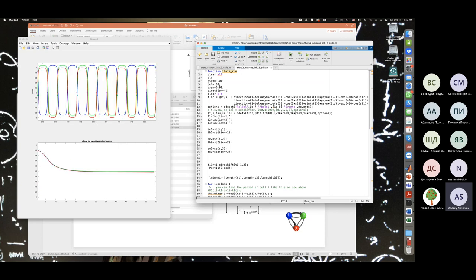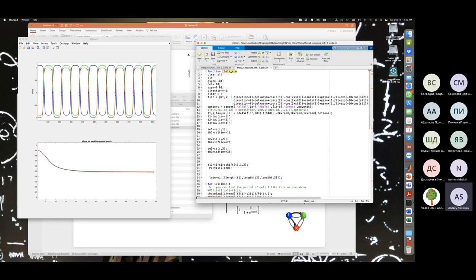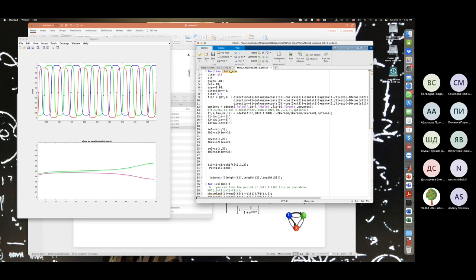We use Monte Carlo. Oh, now we have a game changer. You see the difference? This time, both lines converge to 1/2. 1/2 means what? Look at this. Green and red cells burst in antiphase to the blue cell. So you have another rhythm in the system when you have a blue cell followed by green and red simultaneously. Let's do it again.